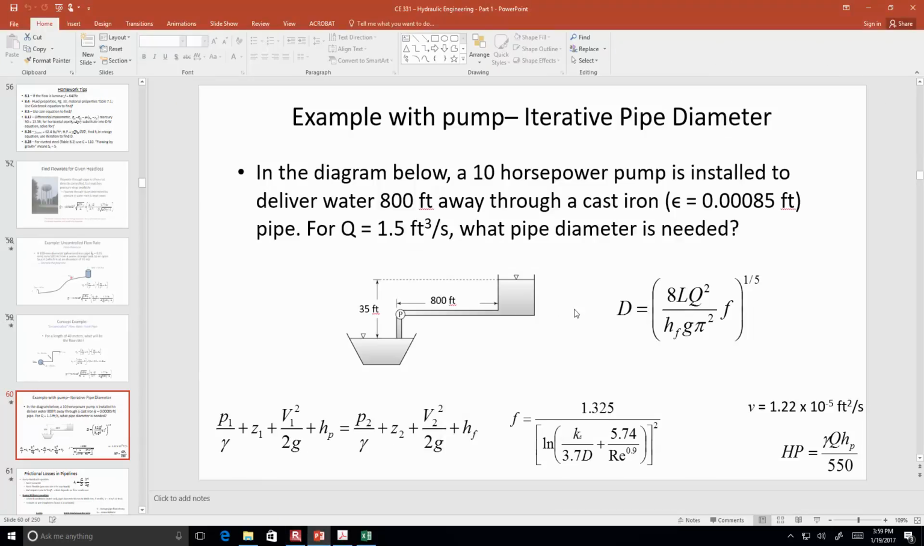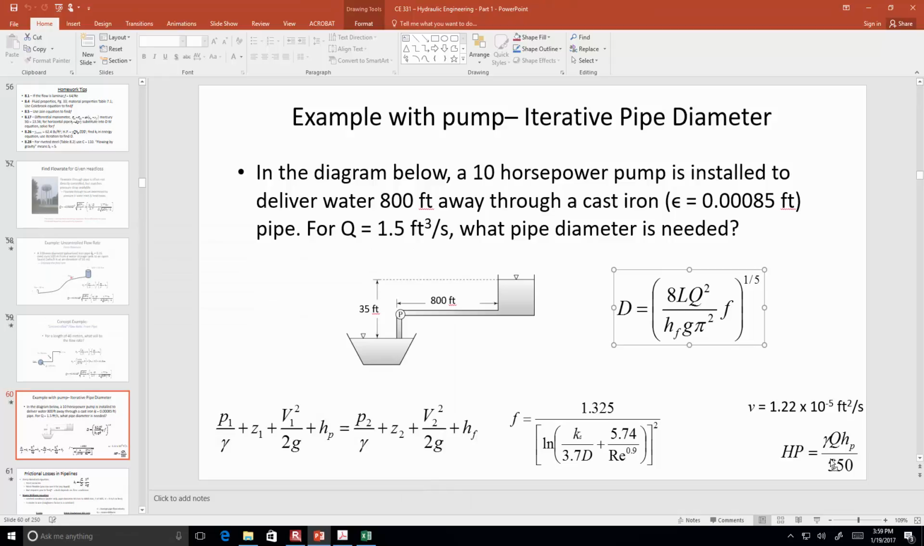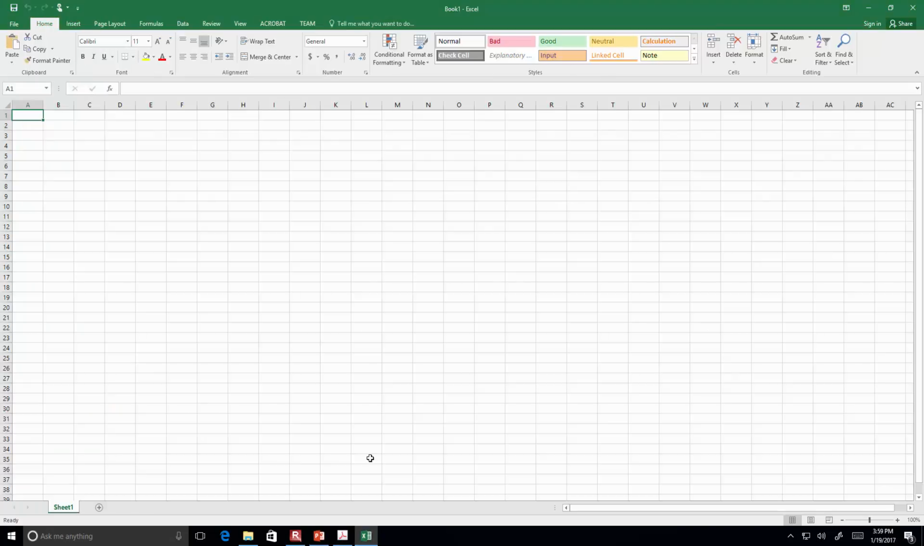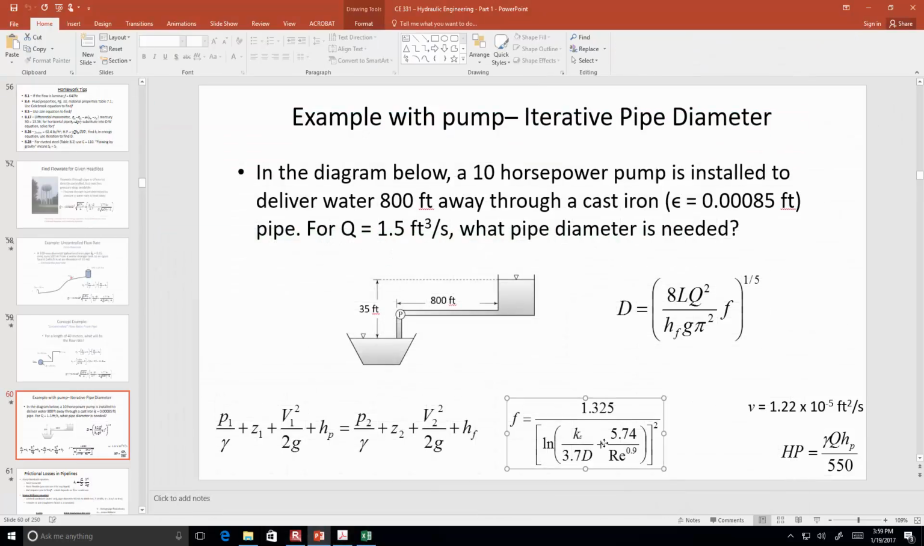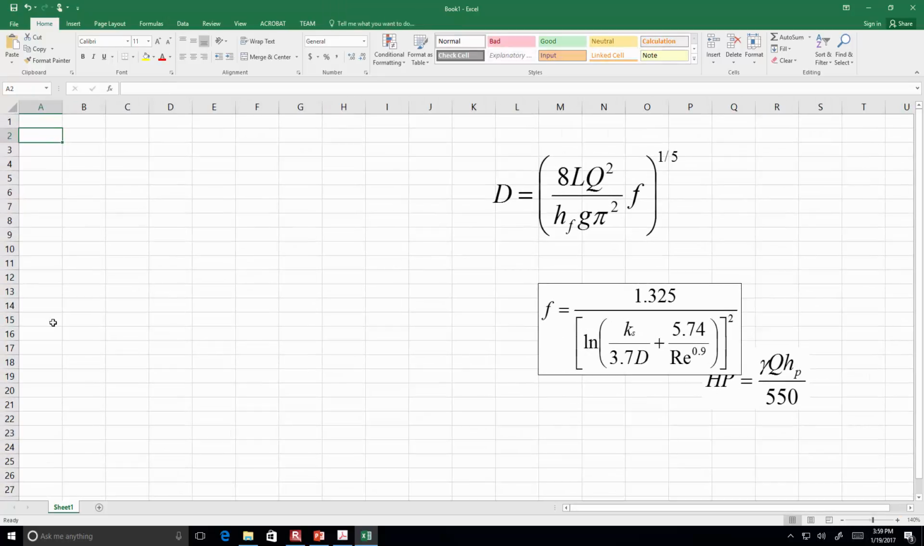All right, I'm going to paste the formulas into Excel just so that they're handy. The friction equation, horsepower, and the diameter equation. Okay, so this is going to be several iterations that we're going to have to do, but first of all, the horsepower.